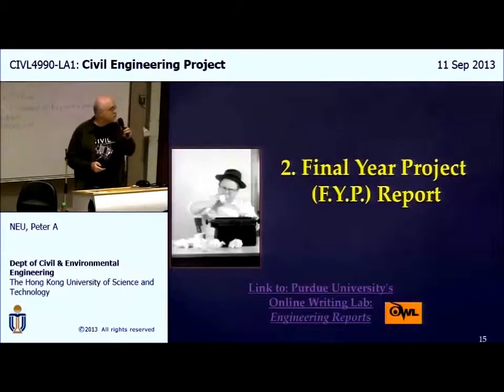I like this picture of this little guy. He's typing, very frustrated, see him crumpling up the papers there. I am using a lot of things from Purdue University's Online Writing Lab. I think probably the Language Center uses a lot of the material too. It's good. And I have a link here. If you click on that, you can go directly to Purdue University's materials.